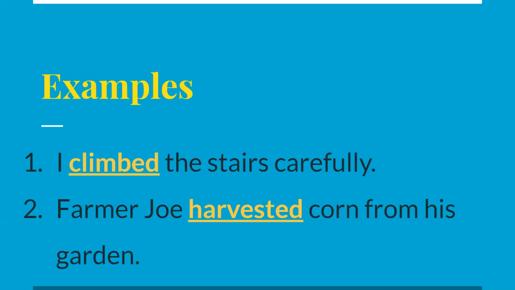In our second sentence, Farmer Joe harvested corn from his garden. We have the action verb, which is harvested. Harvested what? The answer, corn. This describes a direct object. So harvested is a transitive verb. It has that direct object.